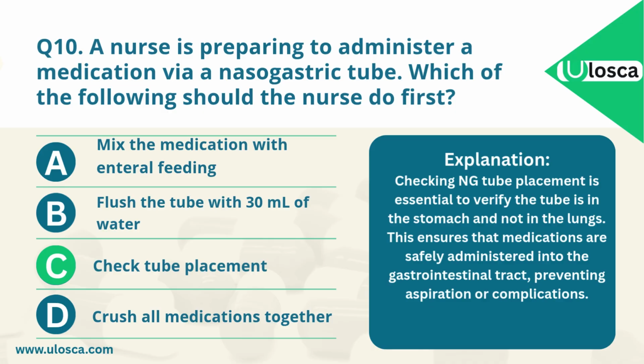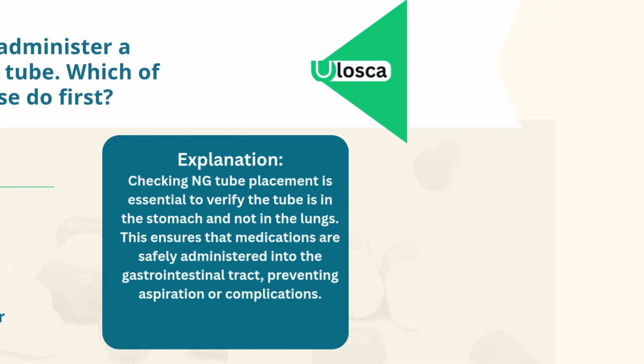Explanation. Checking NG tube placement is essential to verify the tube is in the stomach and not in the lungs. This ensures that medications are safely administered into the gastrointestinal tract, preventing aspiration or complications.